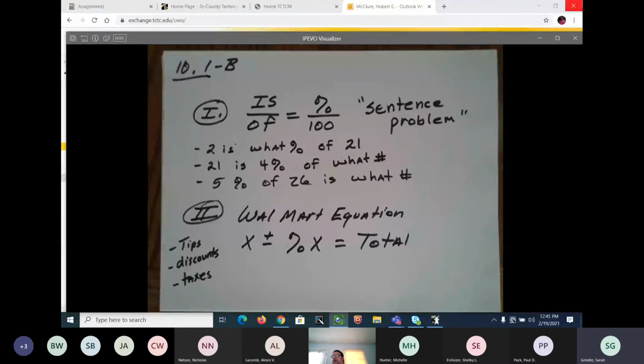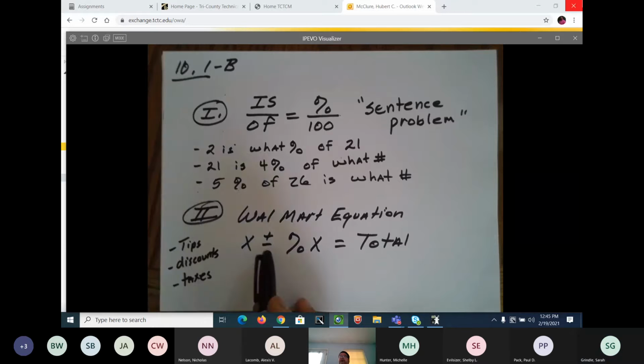All right. But the whole point is, taxes and tips, you add that. Discounts, you subtract. And that's how you use that. Now I'm going to show you an example. We've got 3 examples right here. And then we got this example. So here we go.